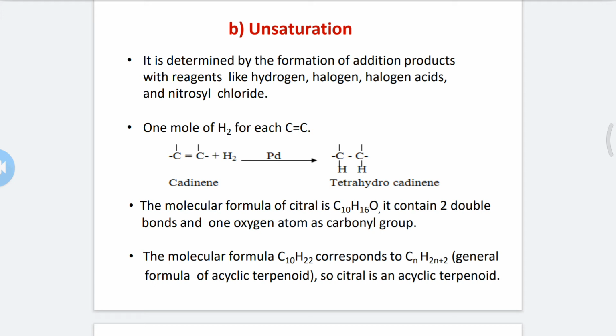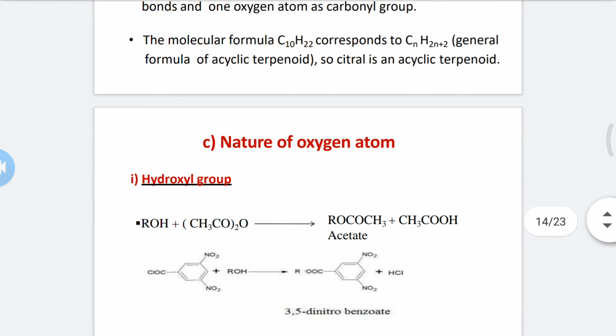The molecular formula C10H22 corresponds to CnH2n+2, the general formula of acyclic terpenoids. So citral is an acyclic compound. This is another method of analysis for unsaturation.